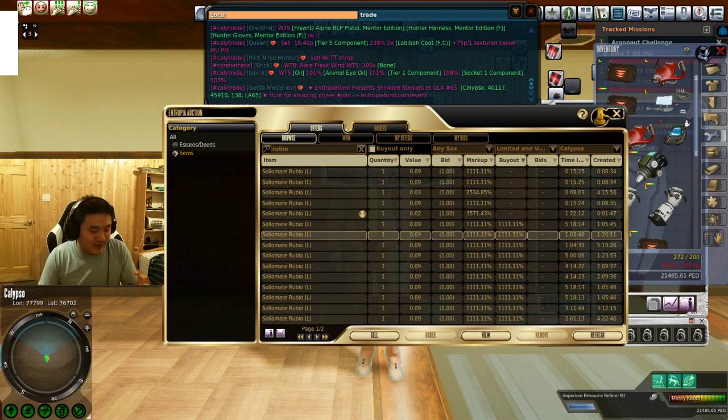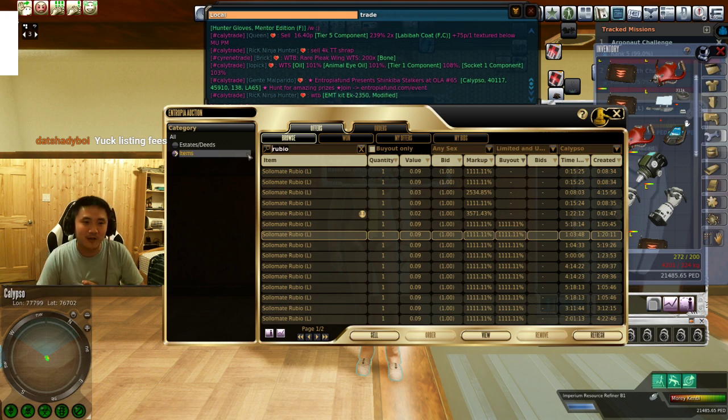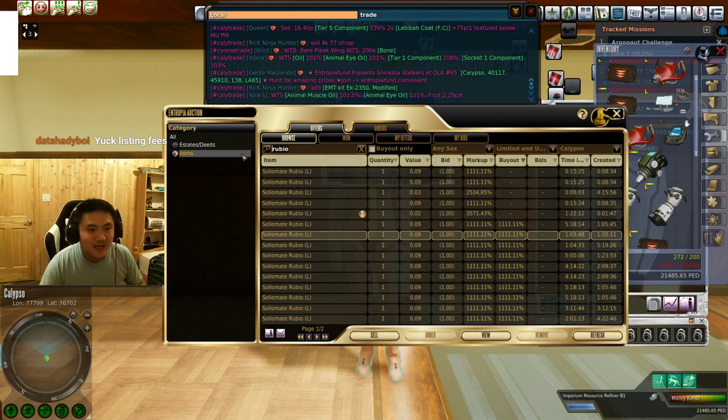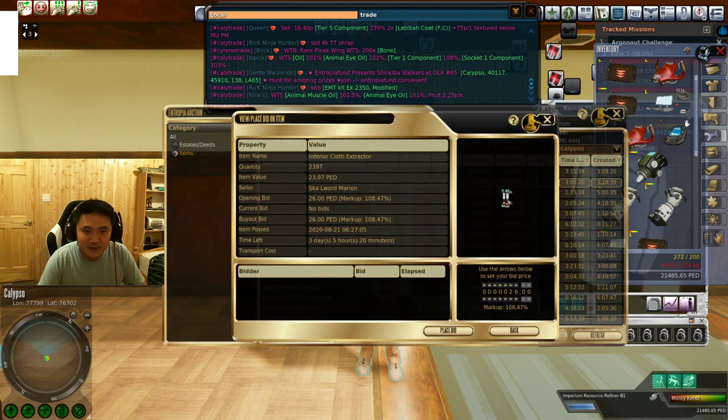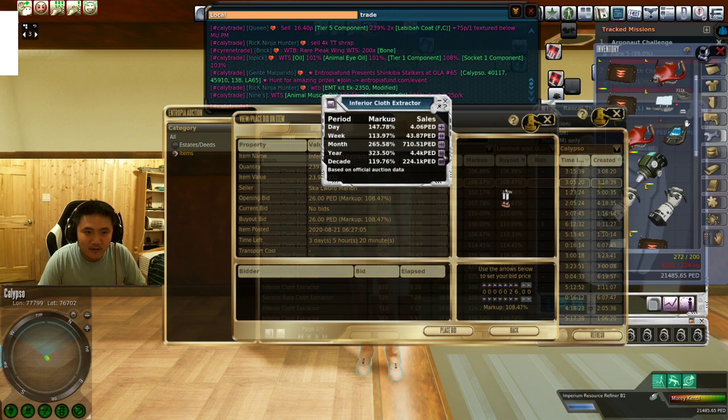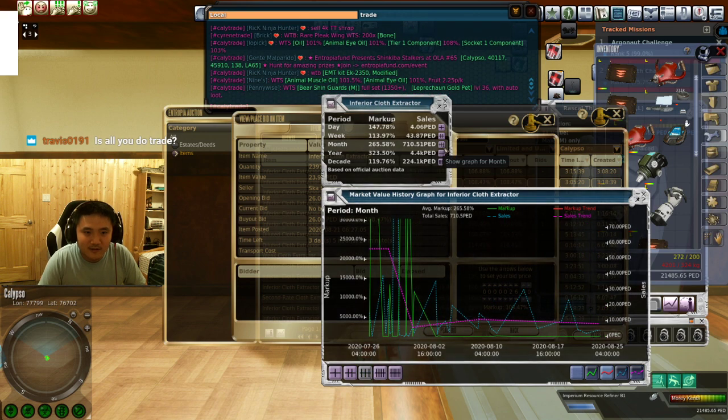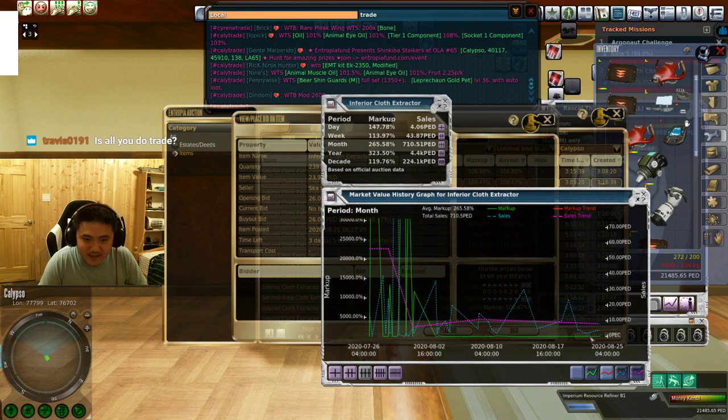And then the last part of markup is you want to identify completely fake markups. So what's a fake markup? A fake markup is when people usually sell to a friend or maybe even themselves, which by the way is against the terms of service, but people have done it. An example would be, I think it's like a cloth extractor. Which one was that? I forgot which one. I think it might have been inferior. Ah, there you go.